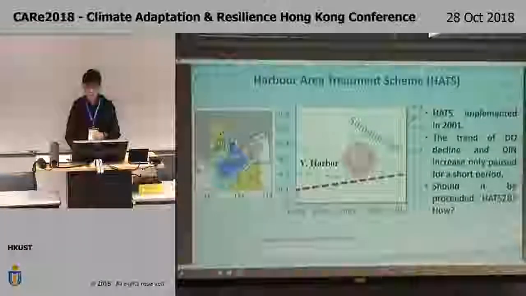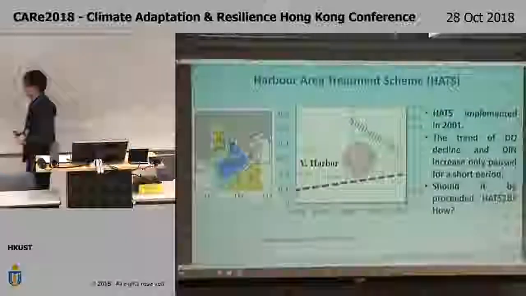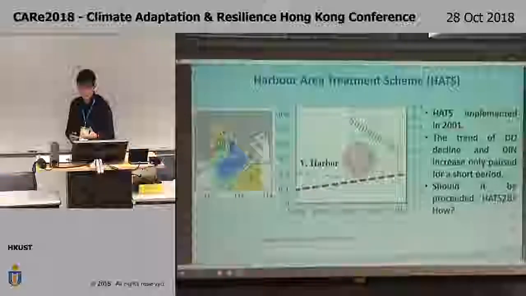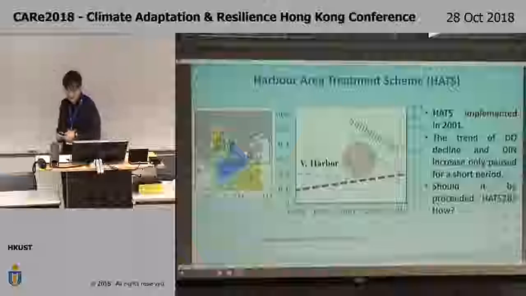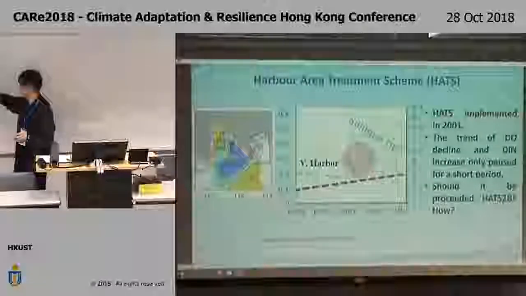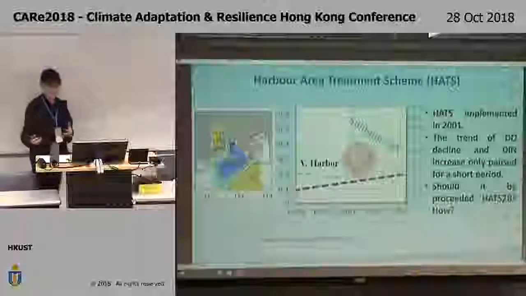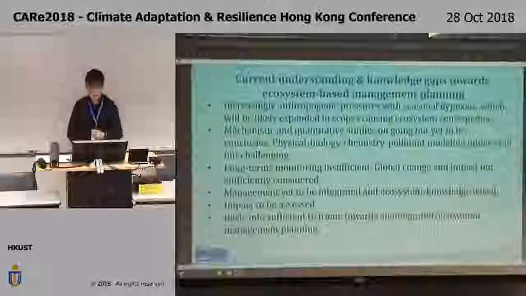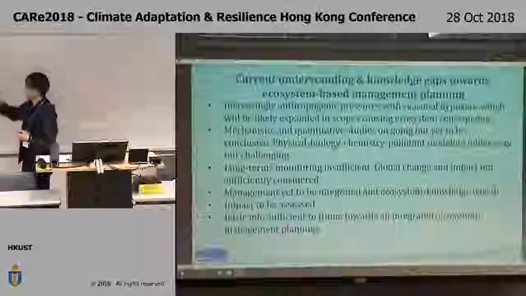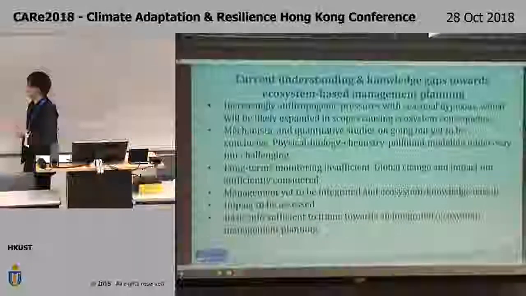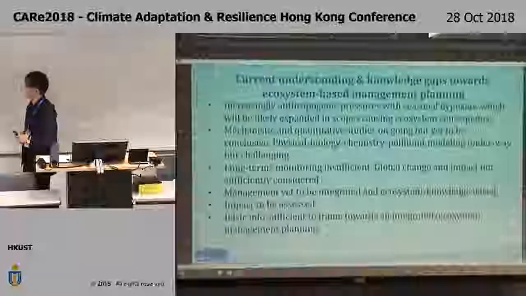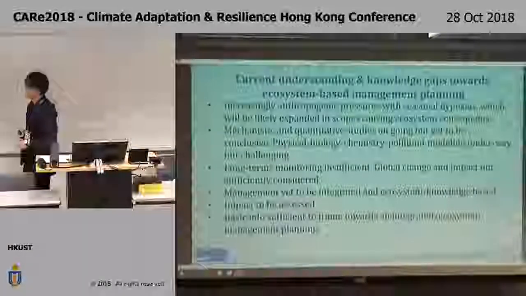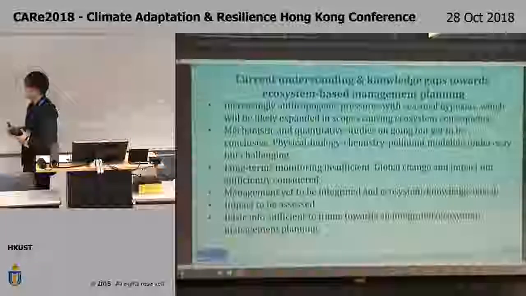As Professor Gunn was talking about, it has served very good service to the Victoria Harbour and adjacent areas, but I think Hong Kong has been discussing the PAS 2B, and one of the big questions is whether it should proceed. It has been reviewed already, and if Hong Kong is going to proceed with this new initiative, how could it do that? To my understanding, there is a current knowledge gap towards ecosystem-based management for this big delta area, because I have shown you there's increasing anthropogenic pressure with seasonal hypoxia, and the mechanistic and quantitative study is ongoing, but yet to be conclusive.